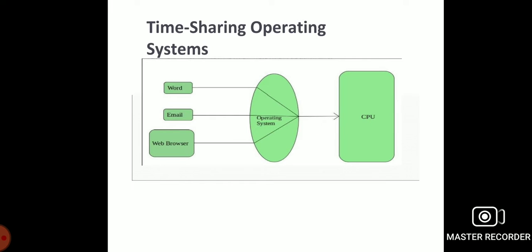Next, the time sharing operating system. In this operating system, the performance, that is the execution of the functions, the functions will be a word processor, email or web browser. So different kinds of operations are functional, optimized and encoded to the CPU in a specific time period. That is the runtime, a quick runtime.